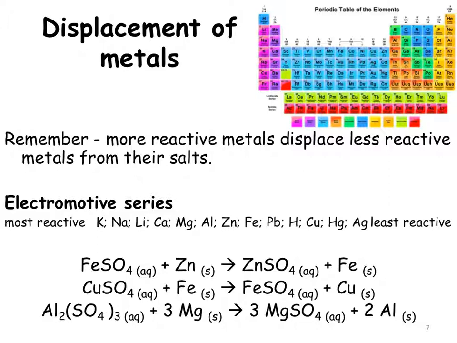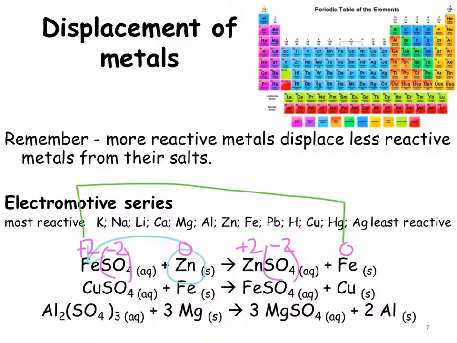Here's another example. When I have got a more reactive metal, it will displace the less reactive metal from its salt. So let's take a look at that example. We have got zinc on its own 0, iron on its own 0. The sulfate ion is -2, so iron metal will be +2. The sulfate ion is -2, so zinc metal will be +2. Let's see what has happened. Iron has gone from +2 to 0, so it has gained electrons. What do we call the gaining of electrons? Reduction.